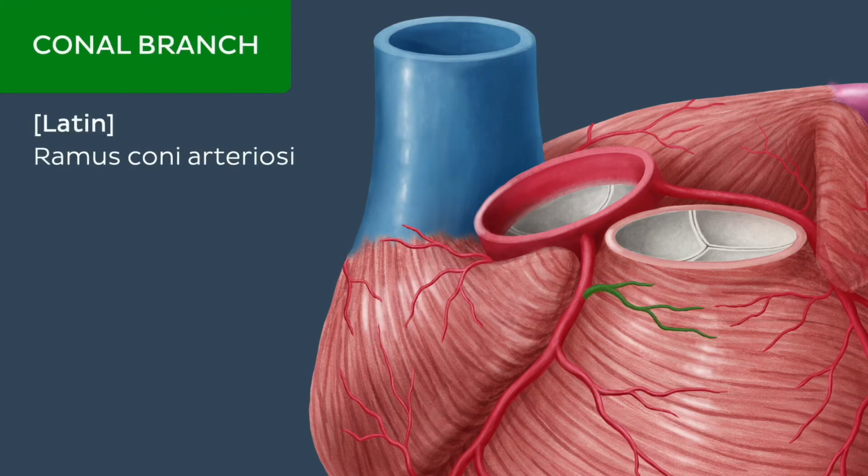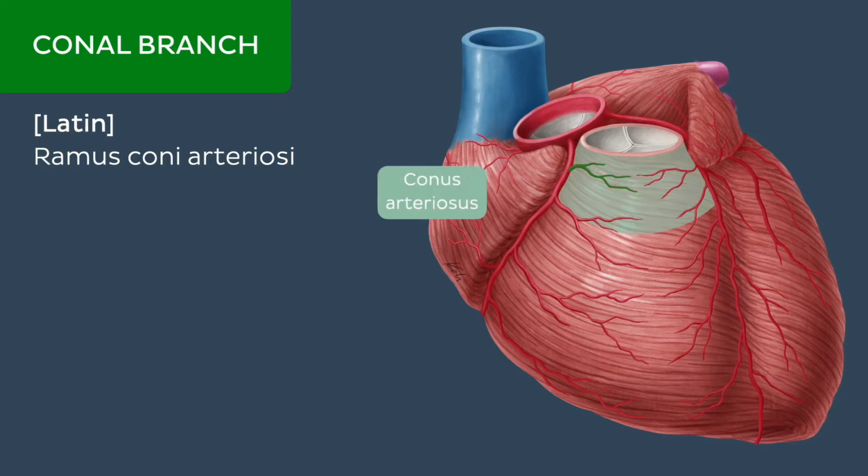The conal branch is first to arise from the right coronary artery. It runs between the base of the conus arteriosus and the superior part of the right ventricle. This branch, as the name suggests, supplies the region of the conus arteriosus of the right ventricle.